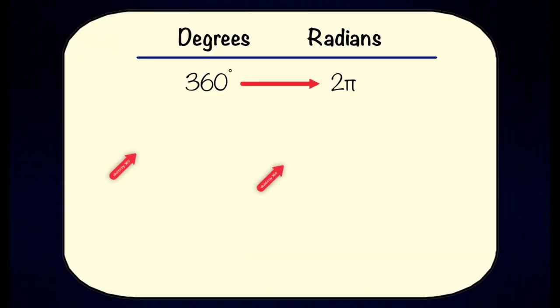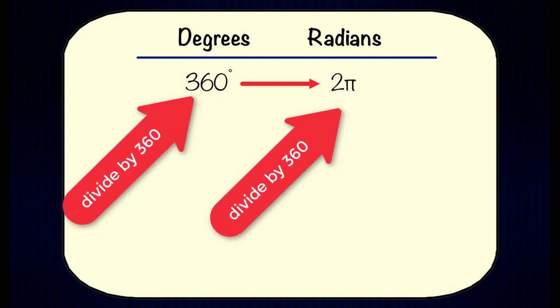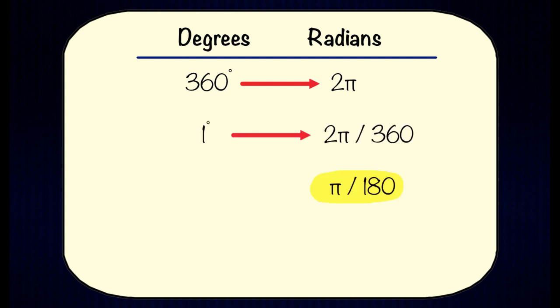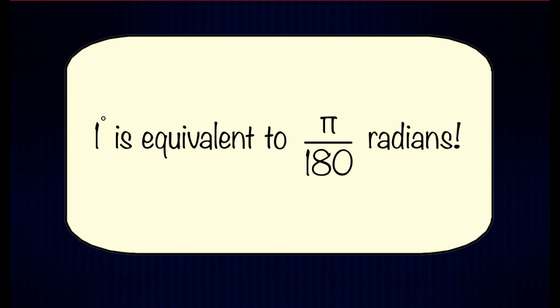So what I'm going to do is divide both sides by 360. If we do that, we get 2 pi over 360 on the right, and that's going to reduce to pi over 180. That means that 1 degree is equivalent to pi over 180 radians. And we're going to use this fact to convert from degrees to radians.